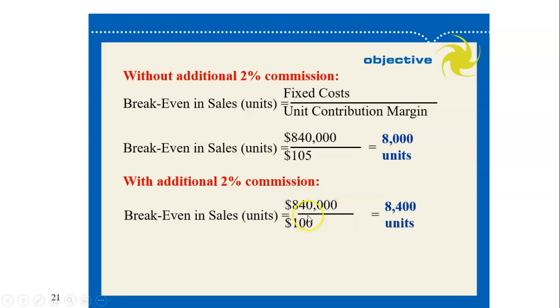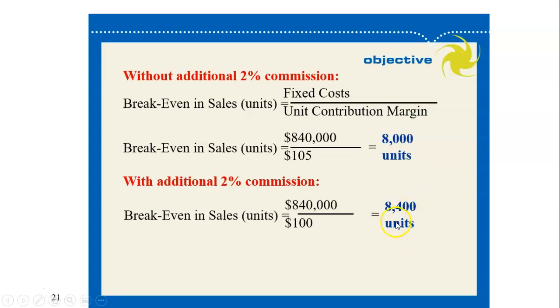840,000 fixed cost divided by our new $100 unit contribution margin is 8,400 units. So we have to sell 400 more units to be able to break even. Now, again, the managers would say, okay, if we up the commission, the salespeople are all going to want their extra commission, so they're going to get out there and sell more. Can they sell 400 more units?